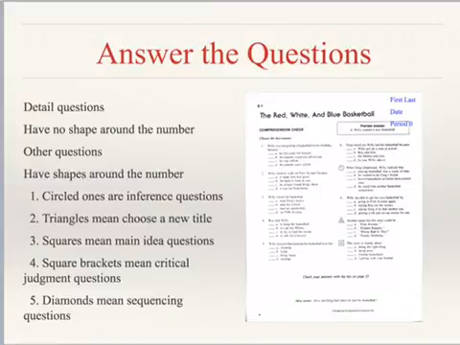Let me give you a quick clue. 9 is always choose a new title. 10 is always main idea. Keep this in mind when you're reading this story. You're going to have to answer those two questions for every story you read.